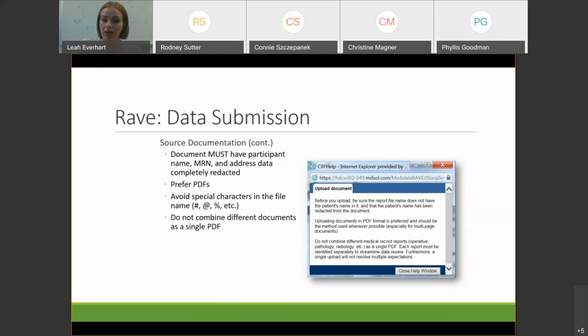And multiple documents shouldn't be combined in a single file, and each document should be uploaded to its own log line. That might also determine whether or not specific expectations are resolved. Next slide, please.